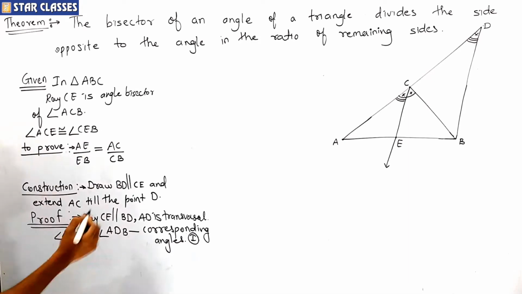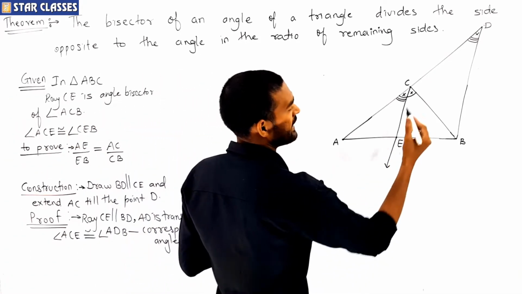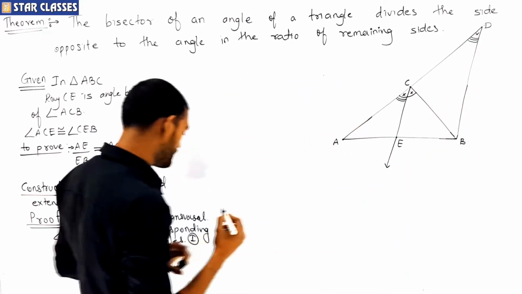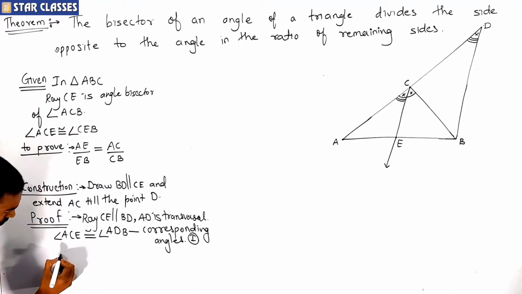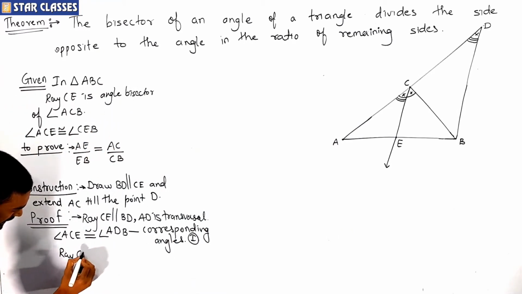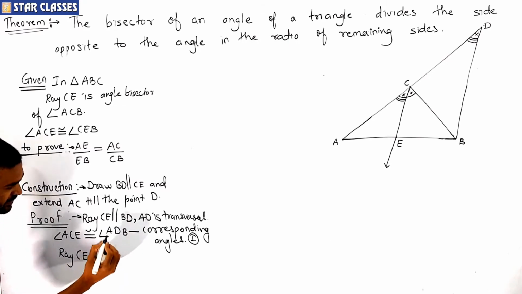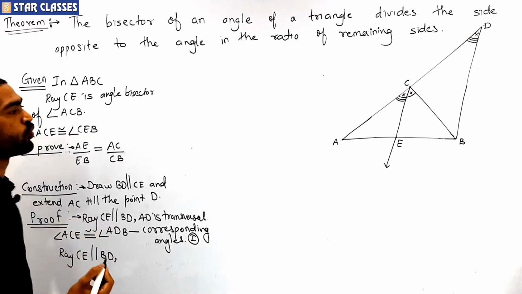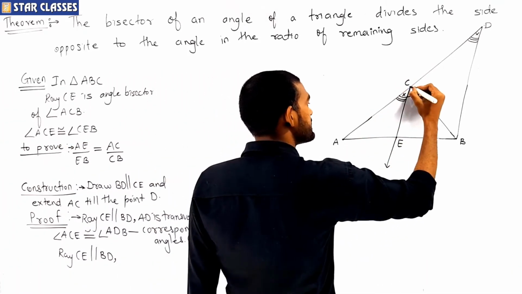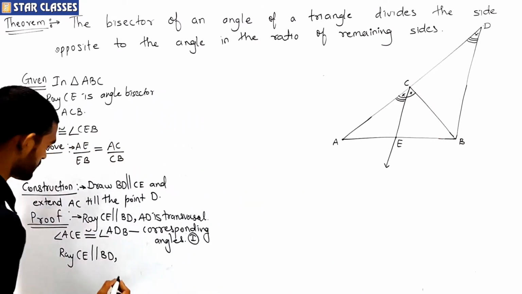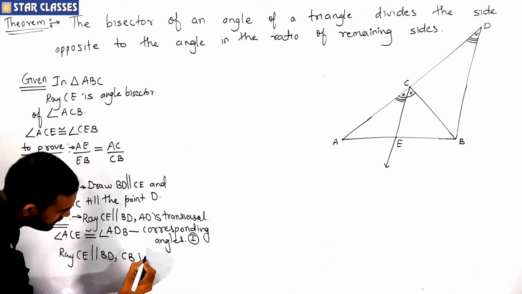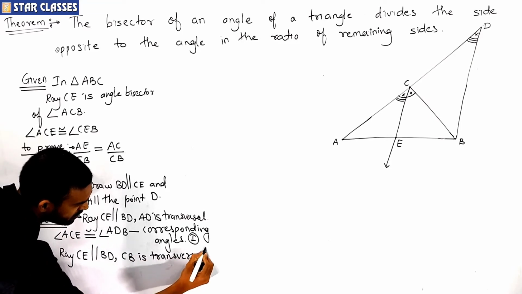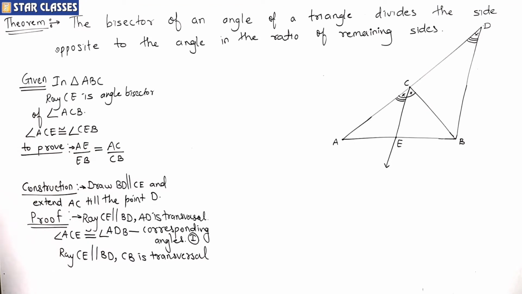Clear, students? Now again back to the diagram. Again I can see CE is again parallel to BD. So we'll write the same thing. Ray CE is parallel to BD. But this time, who will be my transversal? CB. So CB is transversal. Okay.